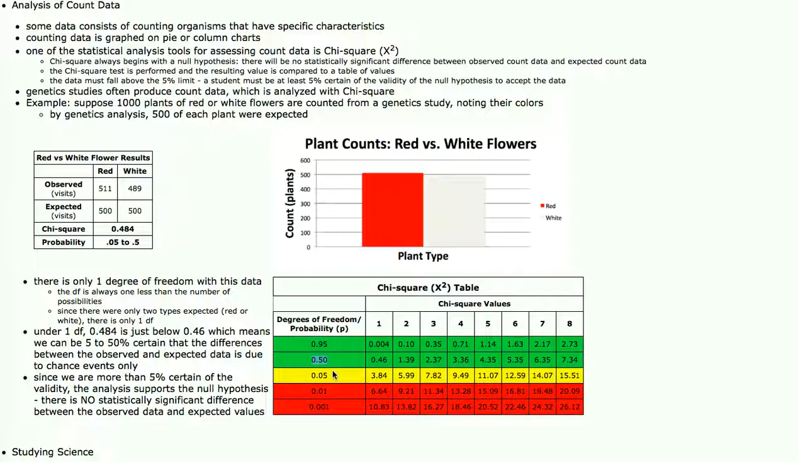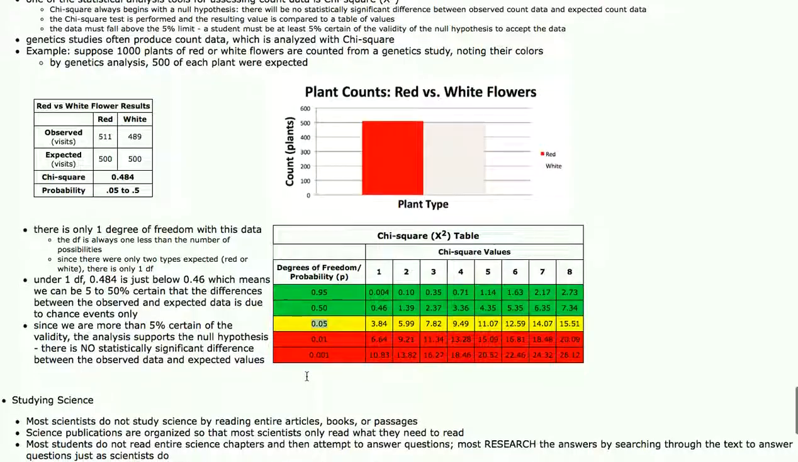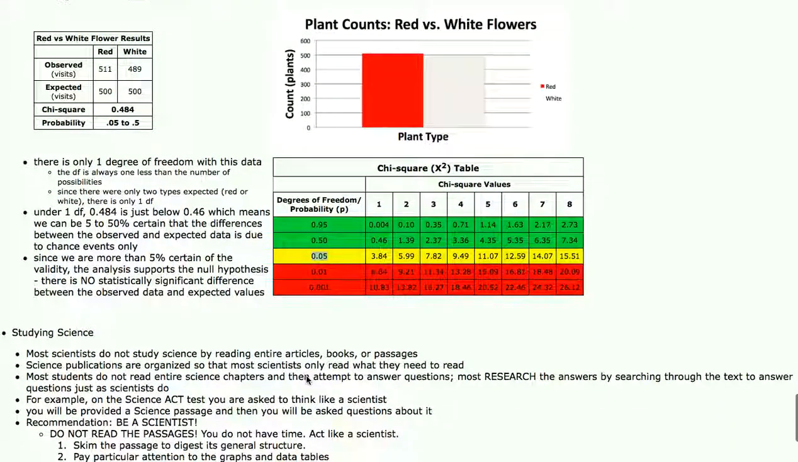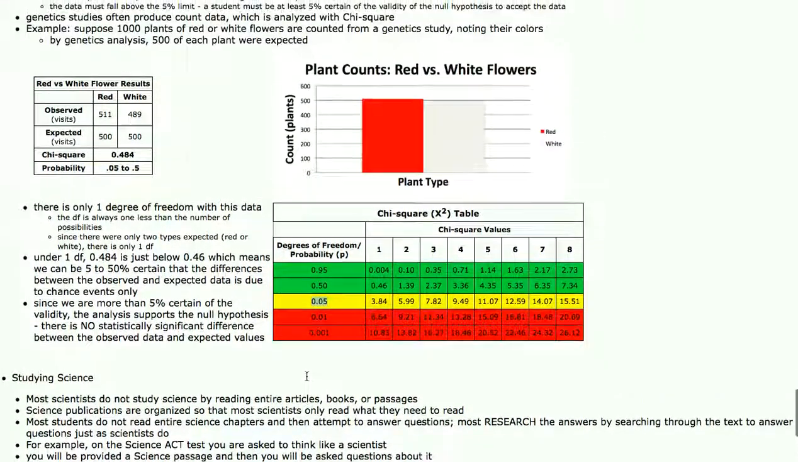This is 50 and this is 5%. We're between 50 and 5% certain that these flowers were produced by the standard genetic mechanisms that we understand in heredity. And that is sufficient to conclude that the plants were produced by standard genetics.